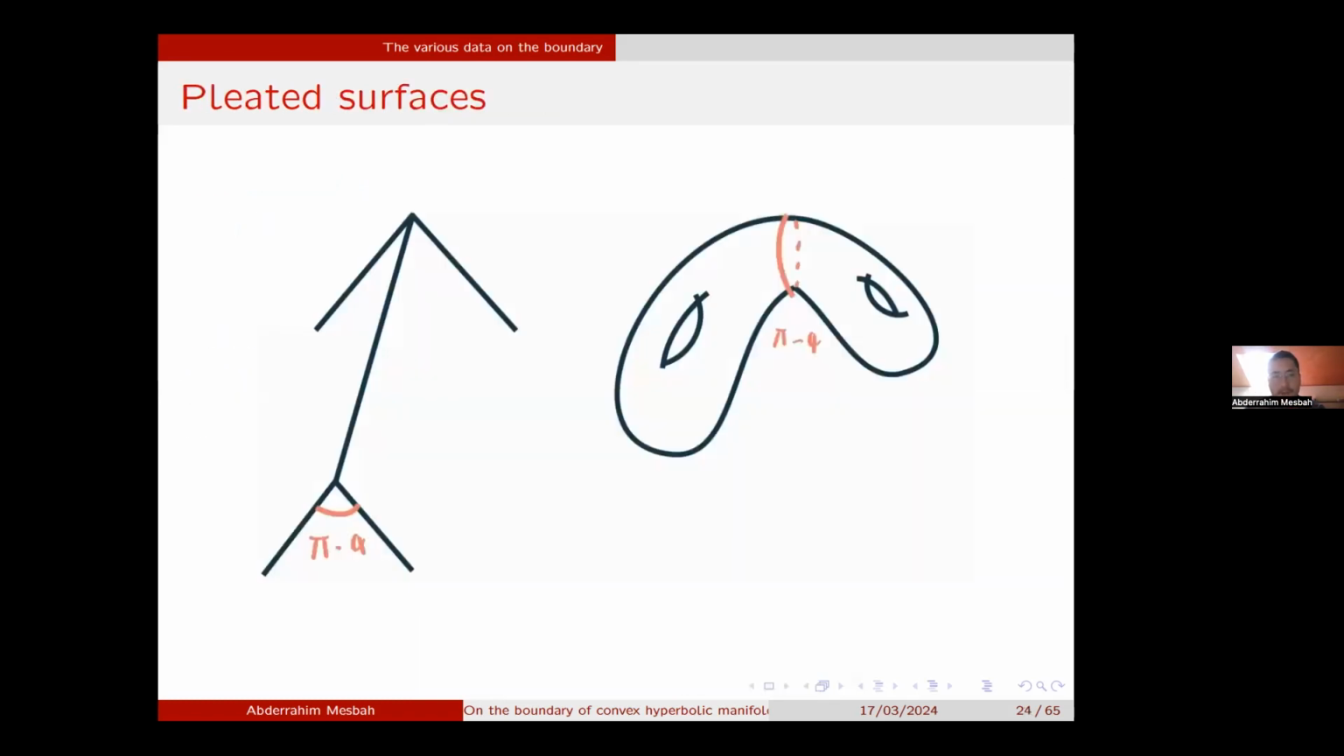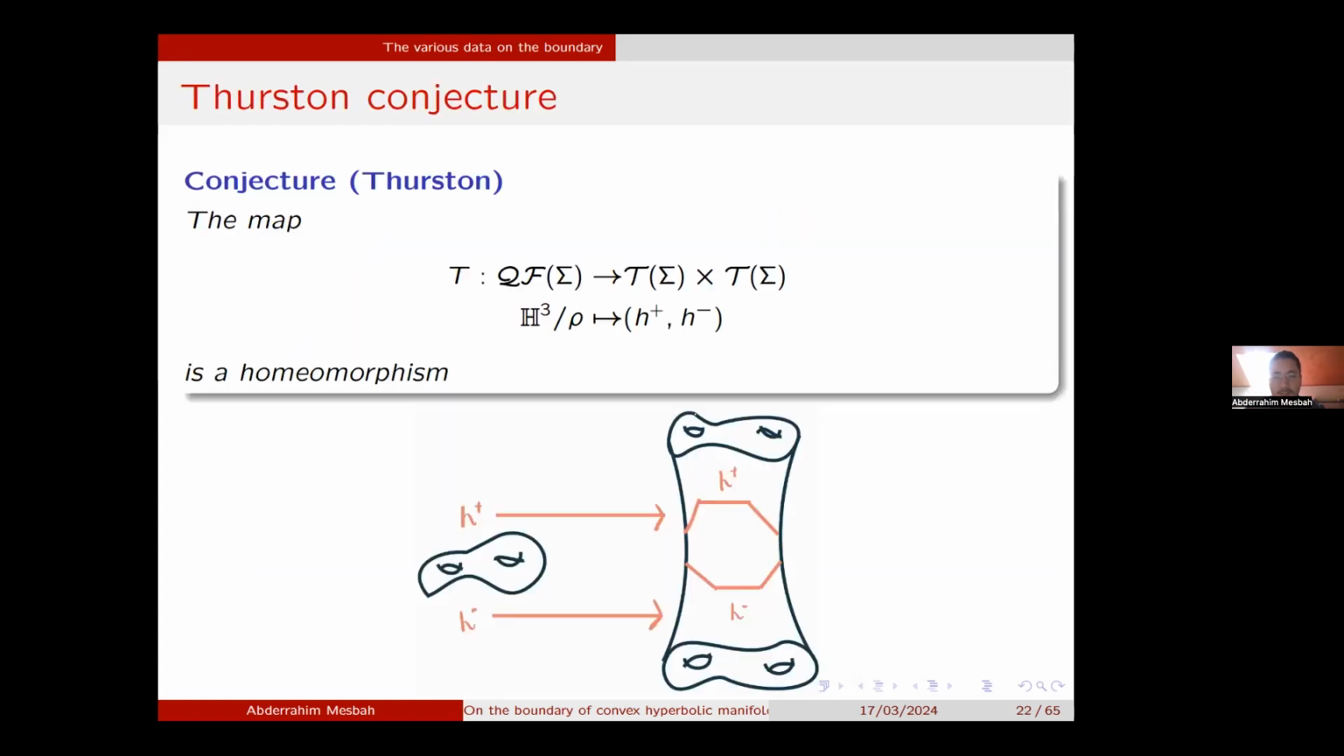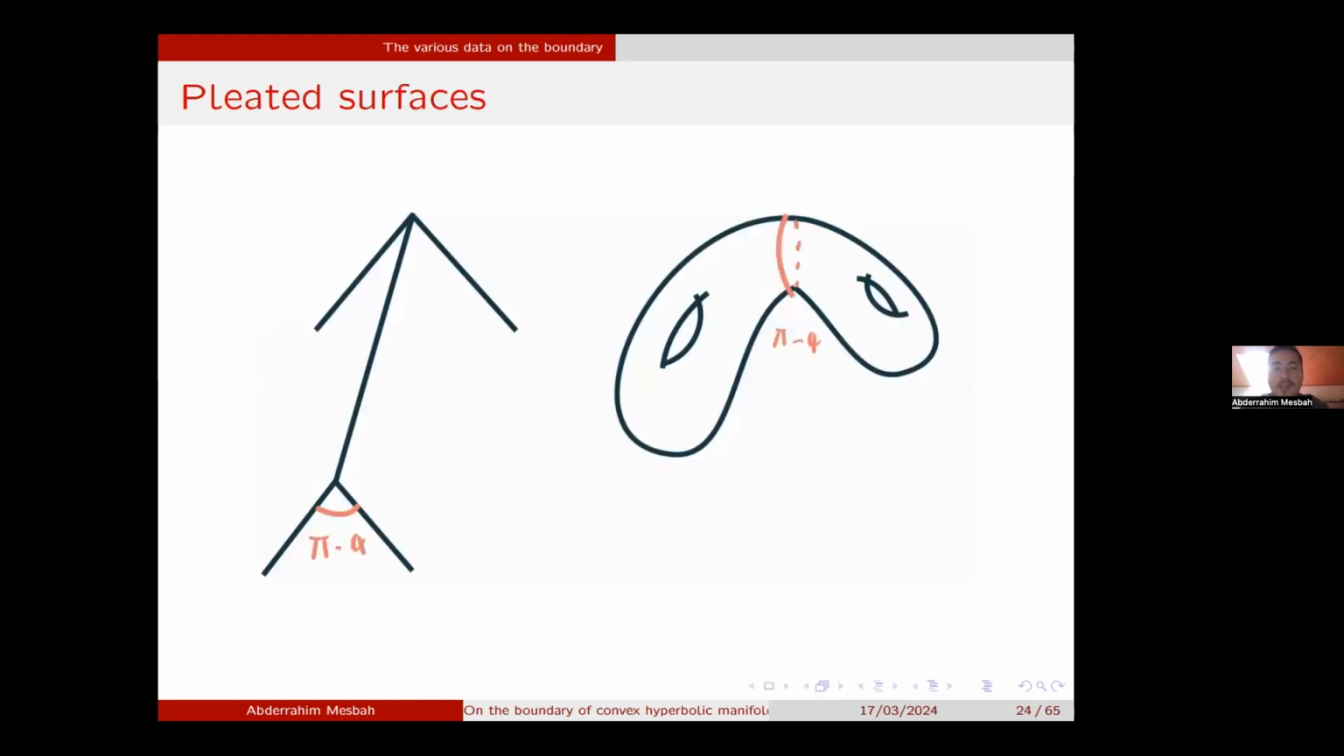Another boundary data on this convex core is the following. As I said, the boundary of the convex core is not smoothly embedded, but it has another structure, which we call pleated surfaces. So what is a pleated surface? You can think of a pleated surface as a totally geodesic surface inside some three-dimensional manifold, and you start bending your surface along some disjoint geodesics.